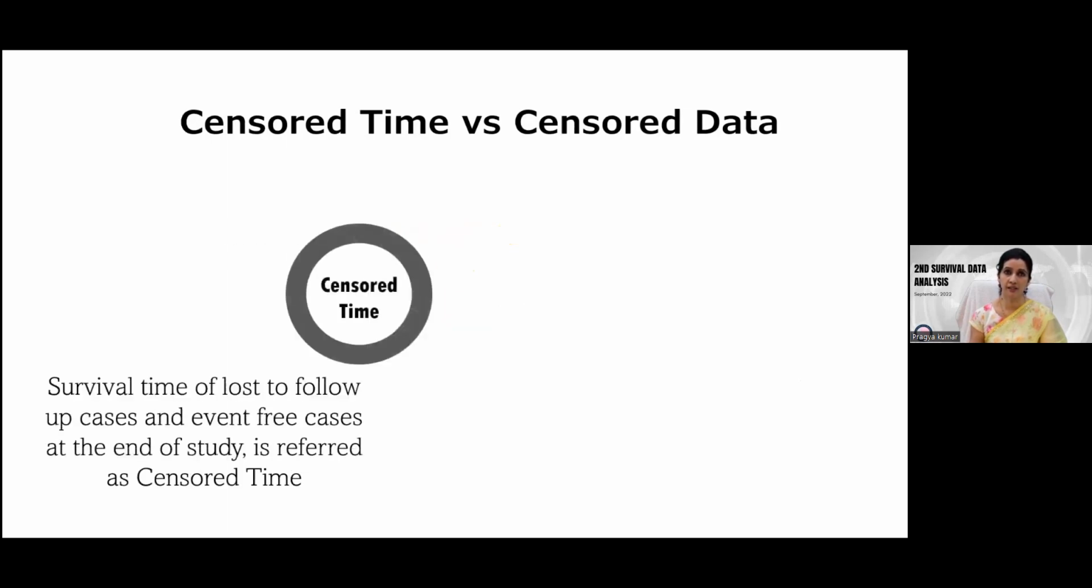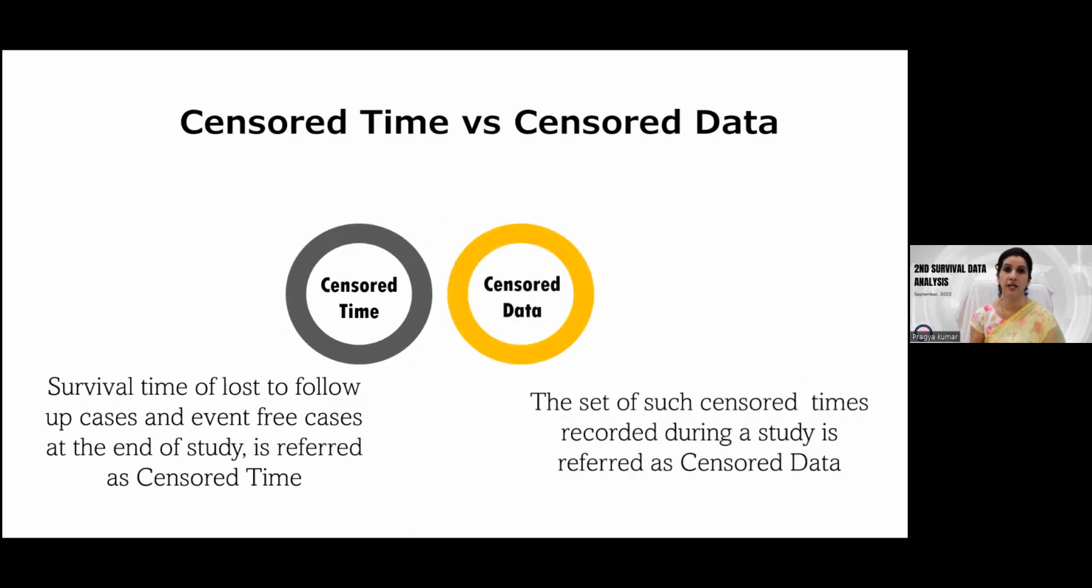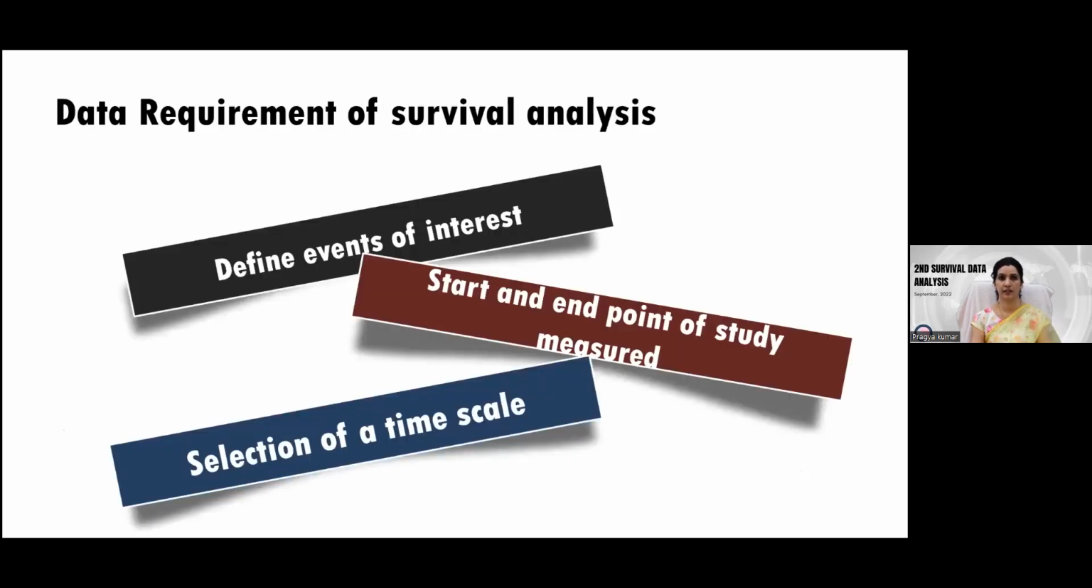Now there is a censored time and censored data. So the survival time of loss to follow-up cases, or where we could not have the event, is referred to as the censored time. And the set of such censored times recorded during the study is known as the censored data.